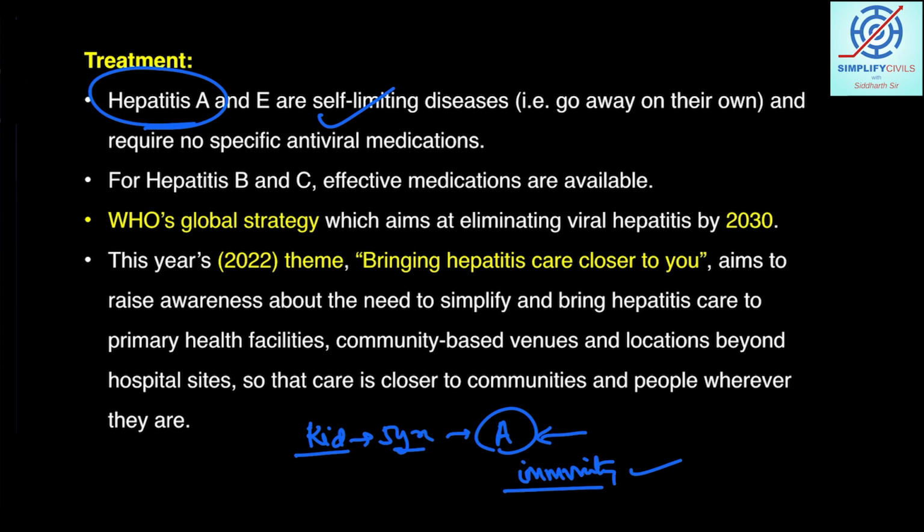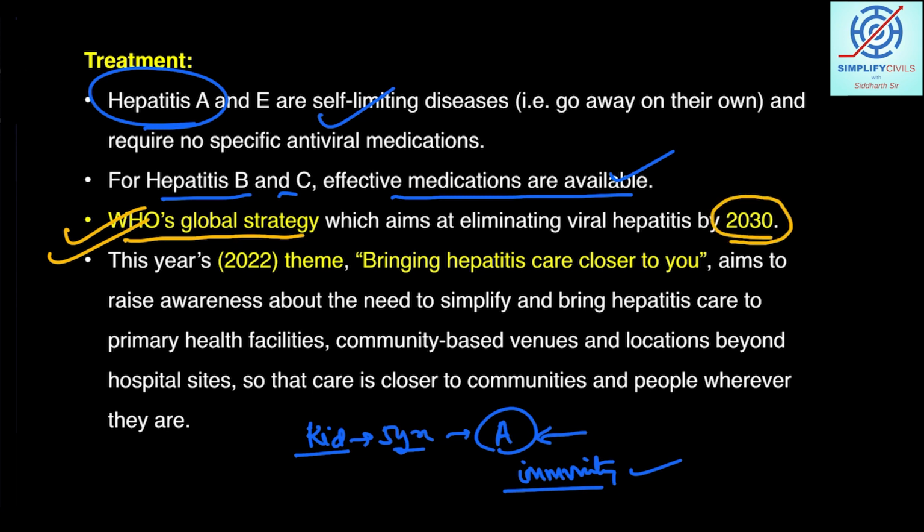Okay, but for hepatitis B and C, the medications are available, but they are serious issues today. WHO has a global strategy to eliminate hepatitis completely by 2030. The theme for the year 2022 was bringing hepatitis care closer to you. It simply means the theme is trying to create awareness in the masses that we need to bring primary healthcare facilities and community based venues for treating hepatitis, and people should be aware that they should come up for diagnosis and treatment of hepatitis.